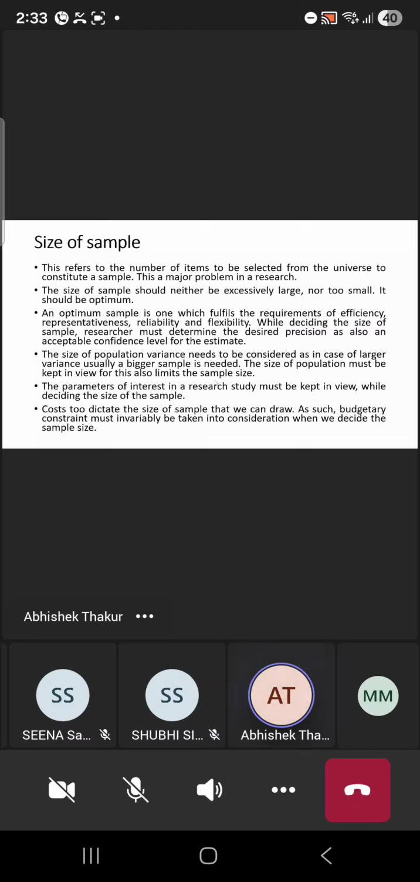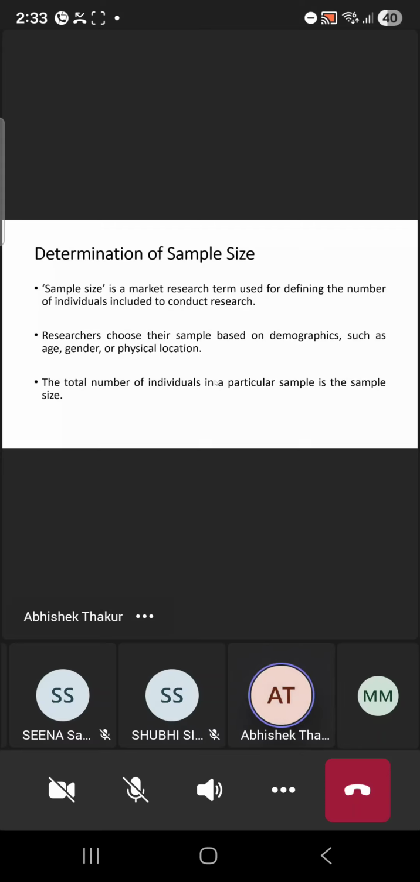So next is determination of sample size. How to determine the sample population? Sample size means how many people you include in your study. Researchers choose based on their age, gender, location. These are the points. It is the total number of persons or items you selected. So this is your sample size.